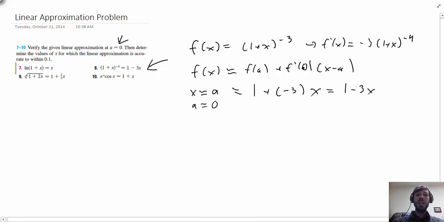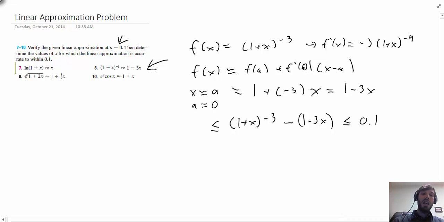Okay. Now the second part, about the accuracy to within 0.1, means that if I look at the value of the function f and the difference between that and the approximating function, in this case 1 minus 3x, then that difference should be bounded between 0.1 and negative 0.1, meaning that the error made should not be greater than 0.1, right?